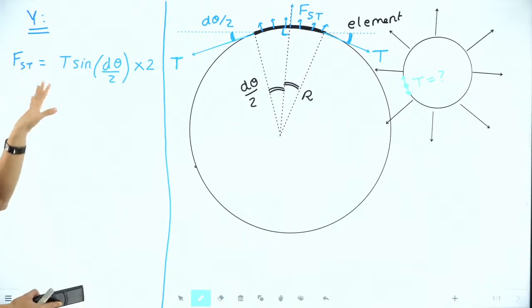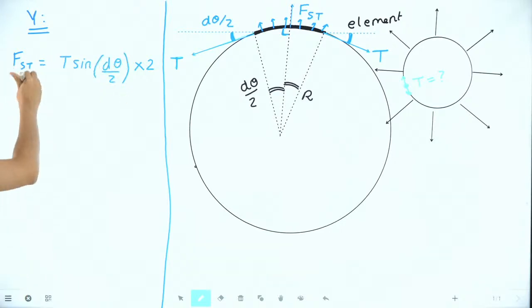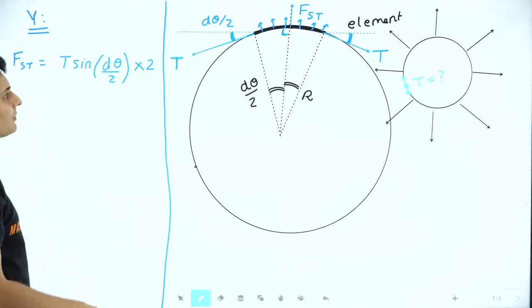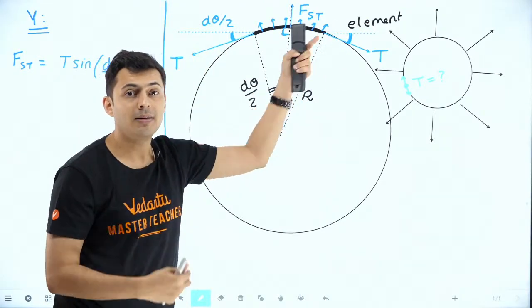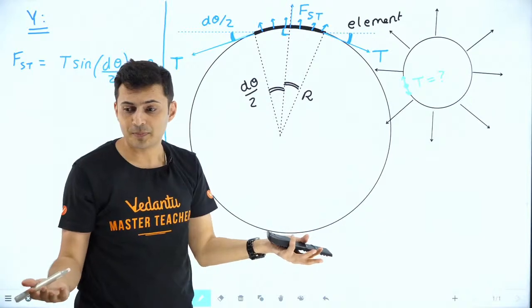Now, if this much is clear, what is the value of this force? This force is S into the length. Why? Because force of surface tension is S into L.